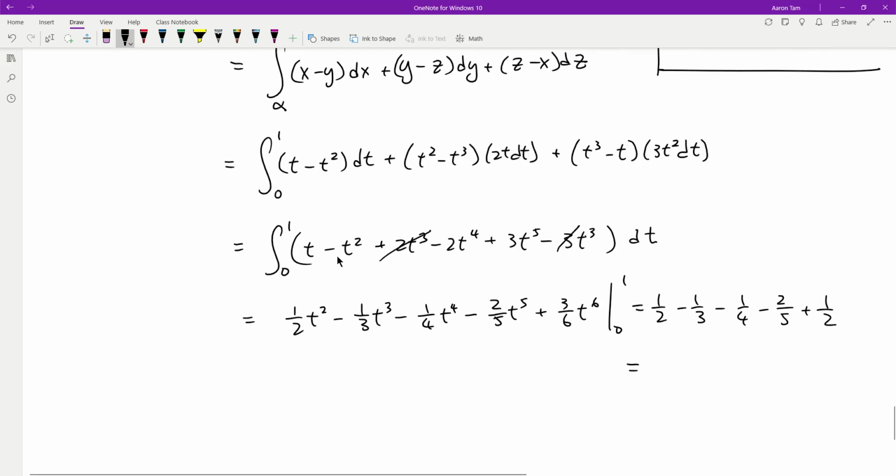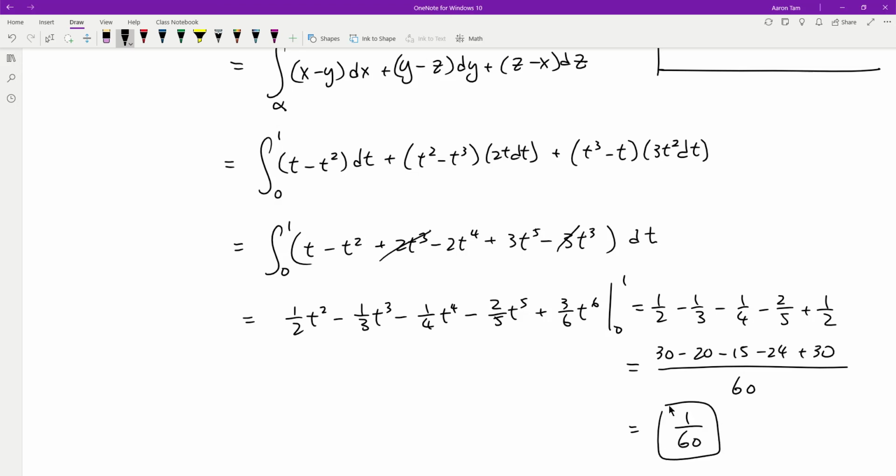So 2, 3, 4, 5. The least common denominator, I believe, is 60. So that's 30 minus 20 minus 15 minus 24 plus 30 again, so 60 minus 59, so therefore it's 1. So it's 1 over 60.